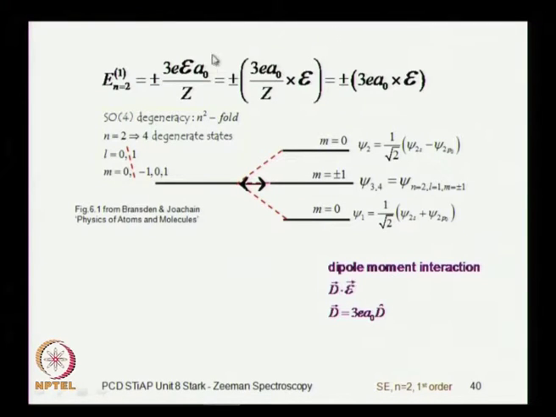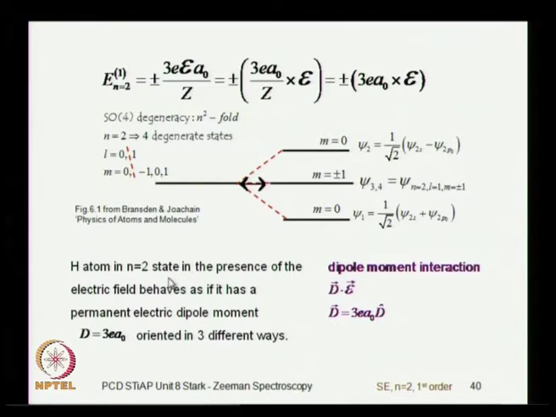So, this energy correction is effectively completely equivalent to the energy of a dipole moment interacting with the applied electric field through this interaction d dot E, which is the classical expression for the interaction of an electric dipole with an electric field. And the hydrogen atom in the n equal to 2 excited state behaves as if it has got a permanent electric dipole moment, which is given by 3 e a0. So, that will be the value of the dipole moment for the hydrogen atom in the excited state.